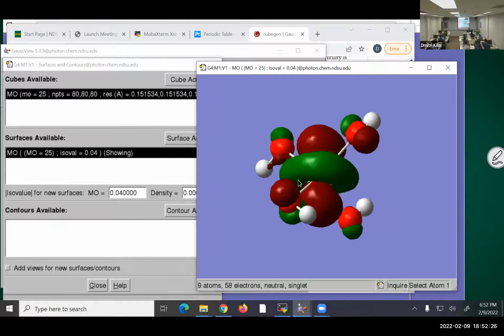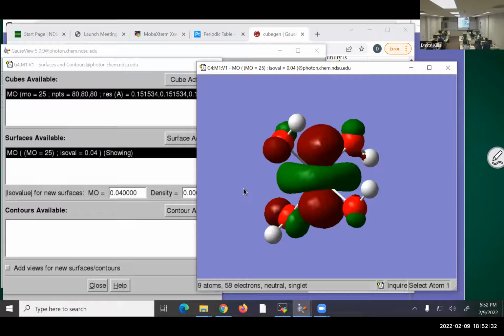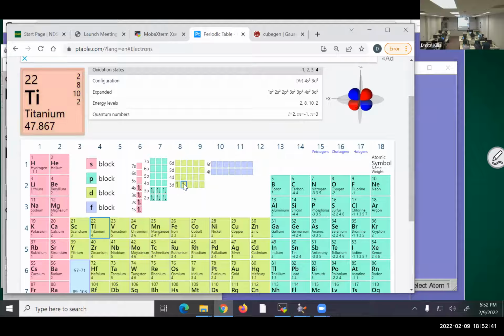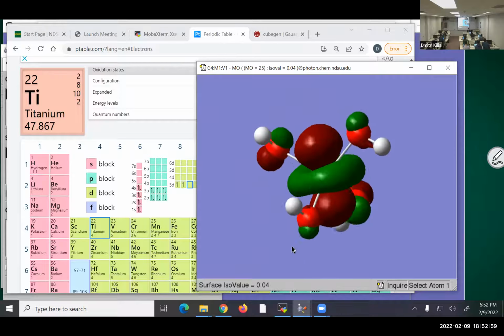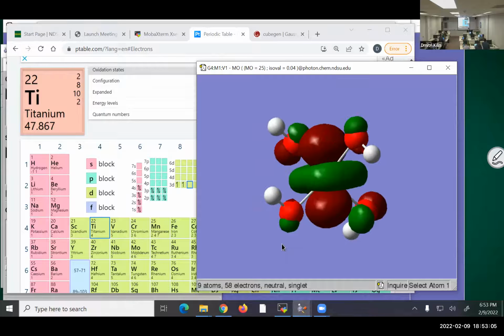So how do I interpret this image? To interpret it, I may go back again to the periodic table of elements and click on titanium d orbitals. Does it look similar? So it's like one of the five d orbitals, right? If you go back to that view, this empty orbital has some traces on oxygen, but primarily it is localized on titanium, on the titanium transition metal ion.